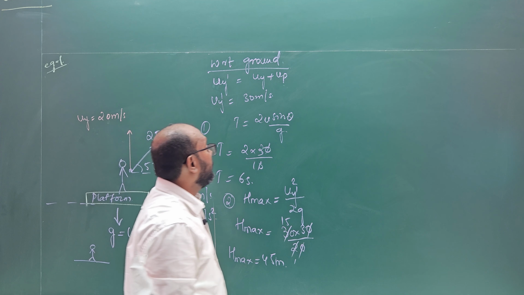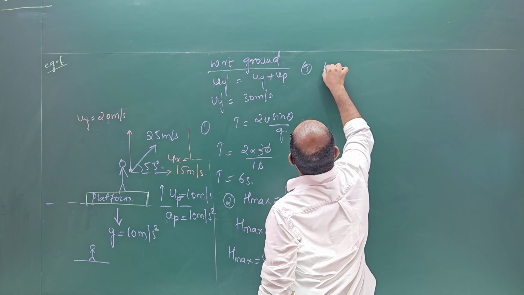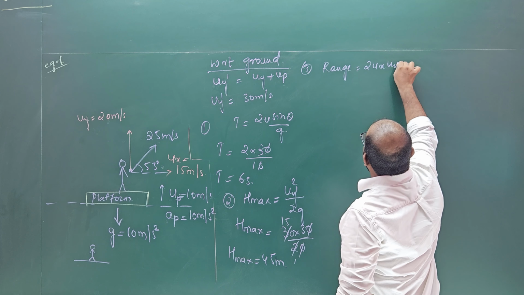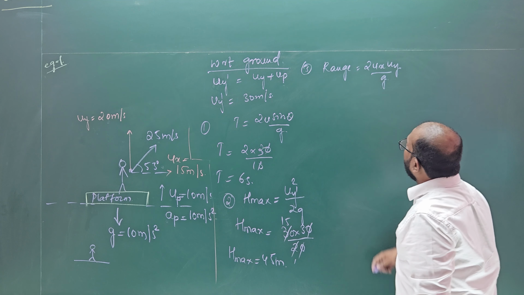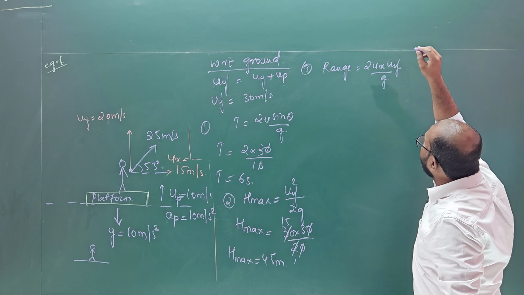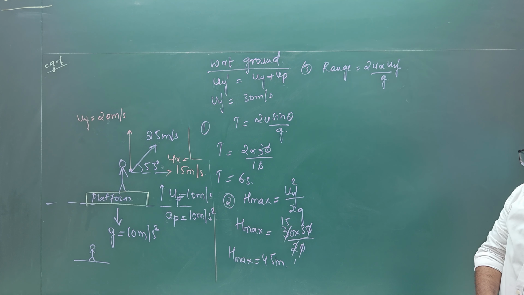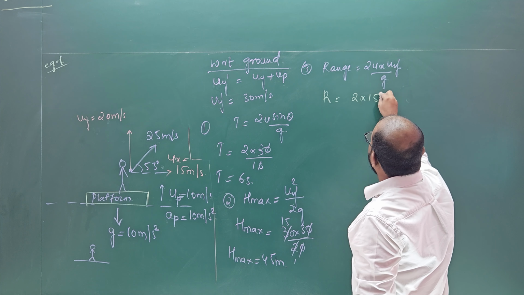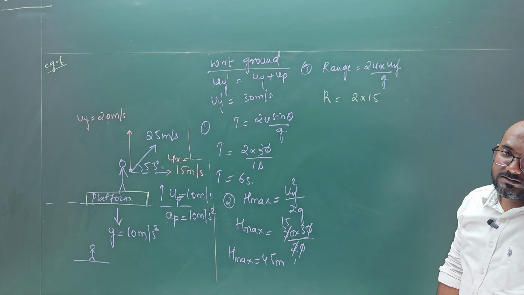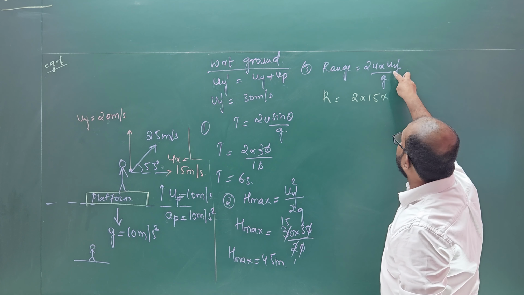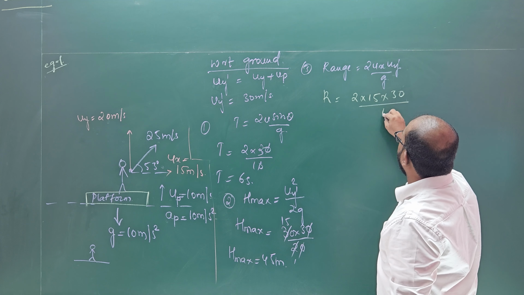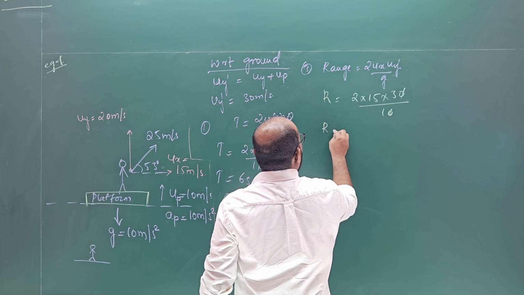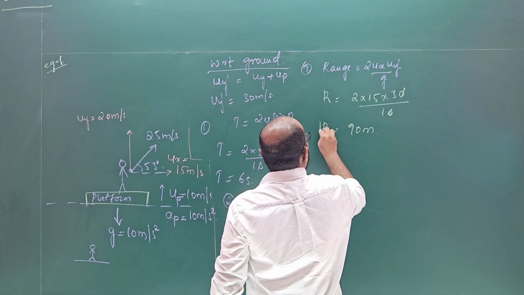Similarly, we can also calculate the range. And how to calculate the range? Range is nothing but 2 times ux uy upon g. And over here uy should be uy dash now. Now substituting the values, range is nothing but 2 into 15. There is no change in velocity along the x-axis now. So 15 into this u dash, which is 30 upon 10. 15 times 3 is 45, 45 times 2 is 90. So how much range did we get? 90 meters.